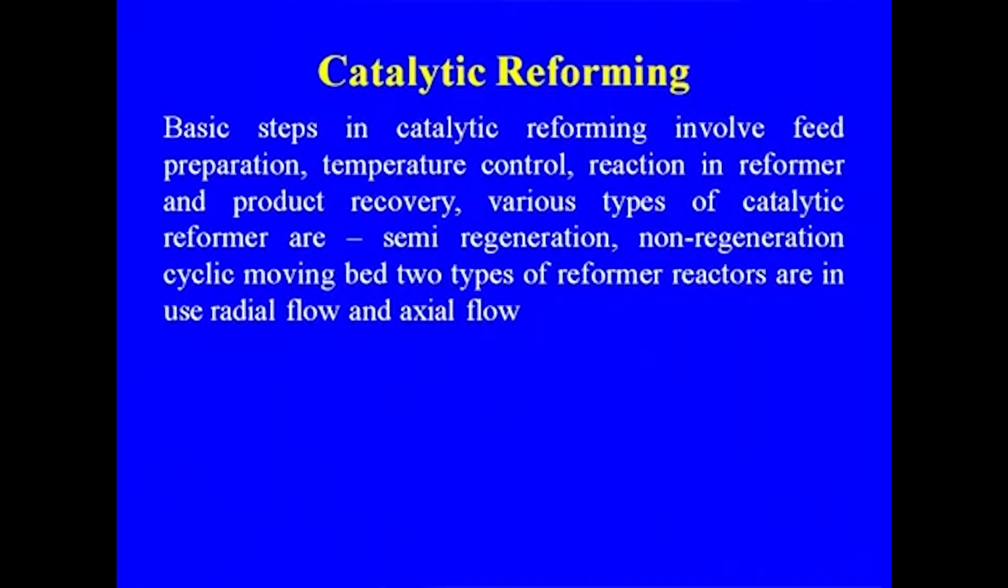Basic steps, I will go quickly because we have already discussed them: feed preparation, temperature control, reaction in the reformer and product recovery. Various types of catalytic reformer are semi-regenerative, non-regenerative, cyclic and moving bed. The two types of reformer reactors are radial or axial flow.